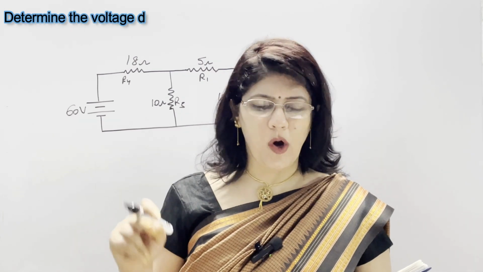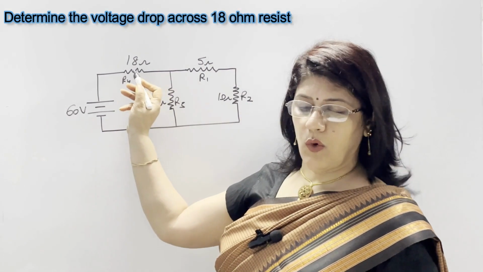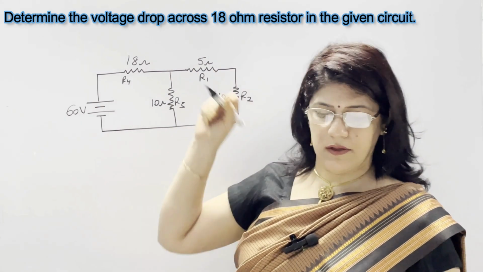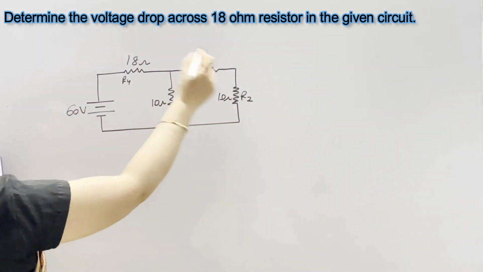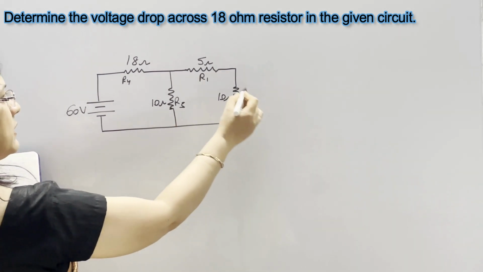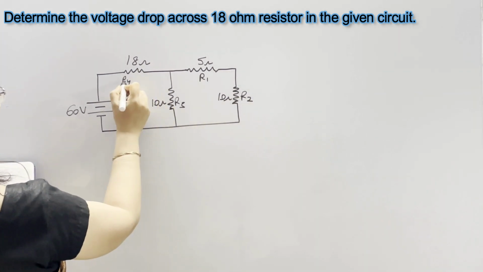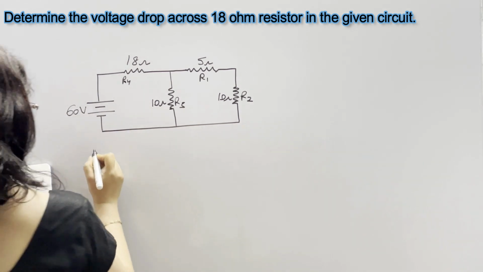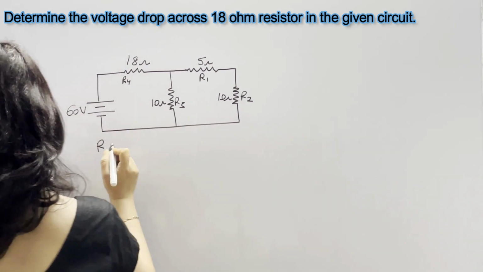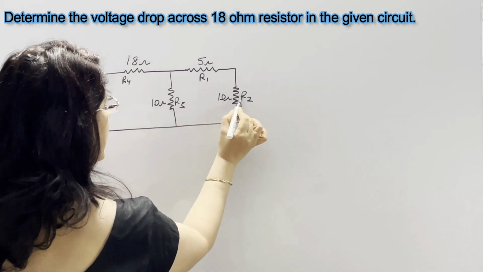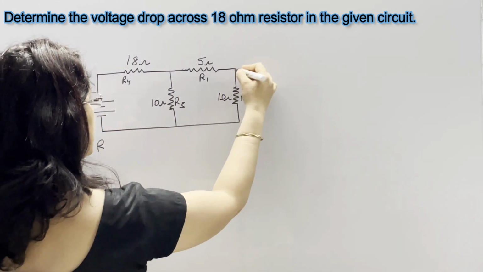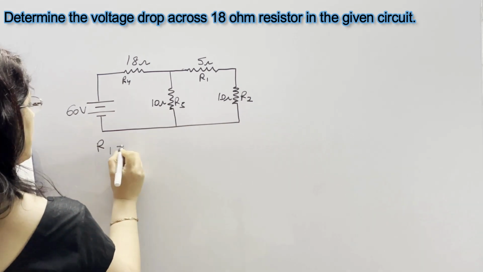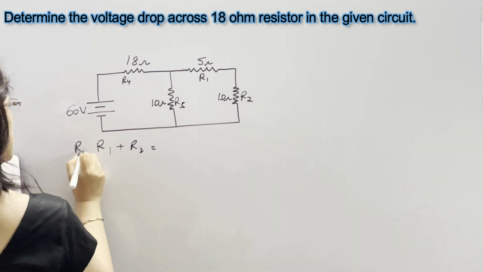In the next numerical, determine the voltage drop across this 18 ohm resistor in the given circuit. So 60 volt is the EMF given, and these are the values of resistances. This is R1, this is R2, this is R3, and this is R4 we are assuming. R1 and R2 are connected in series because there is no cut in the wire here. So R1 and R2 are in series combination.